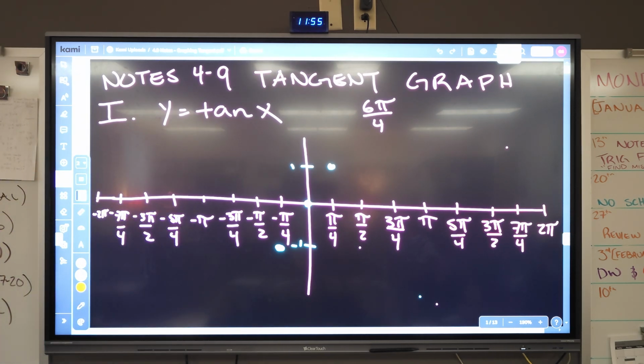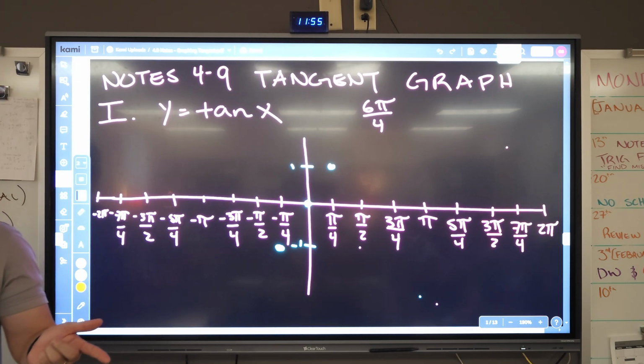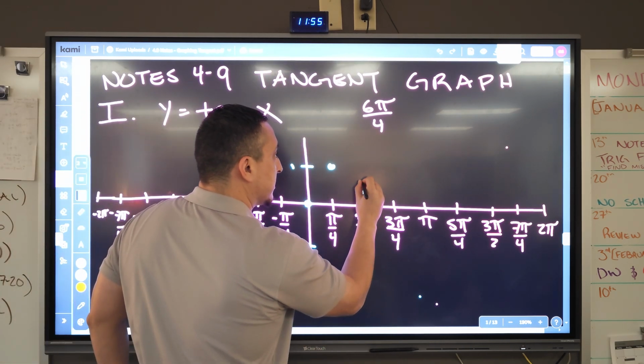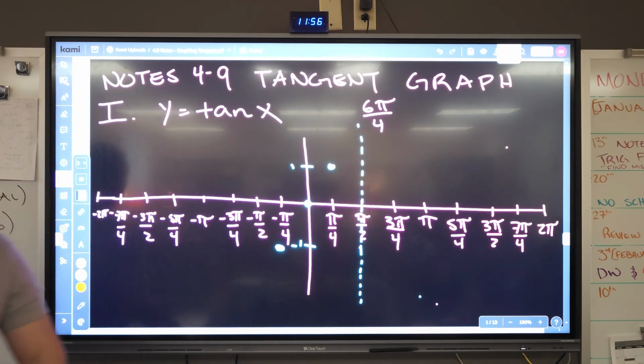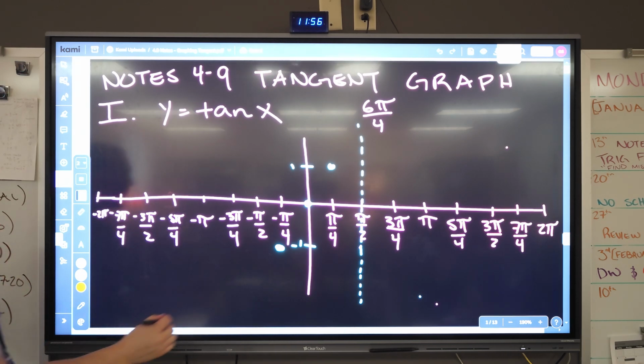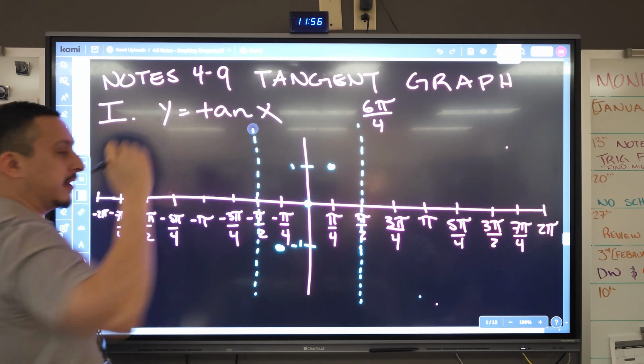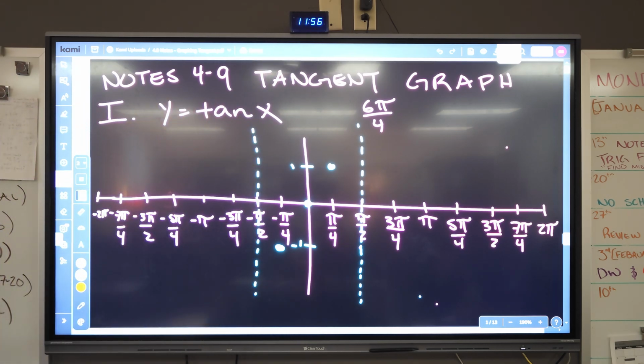What's the value in the square at pi over 2? Okay, undefined. This is where tangent's different than sine and cosine. Undefined means we can't touch it. It doesn't exist. In other words, there's the asymptote there. Okay, we already talked about asymptotes in the past. They're like walls that you can't touch. So we have an asymptote at pi over 2 and at negative pi over 2.